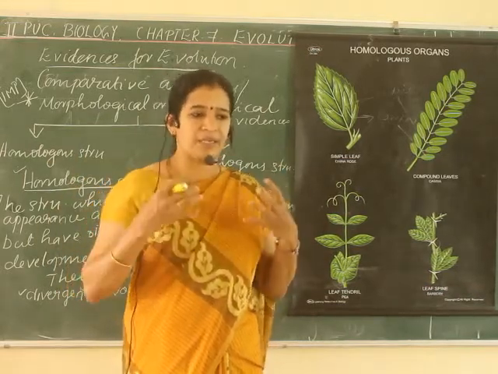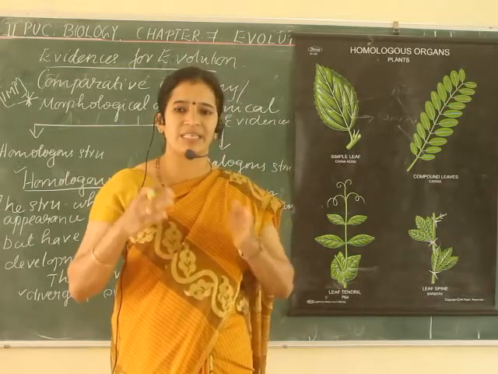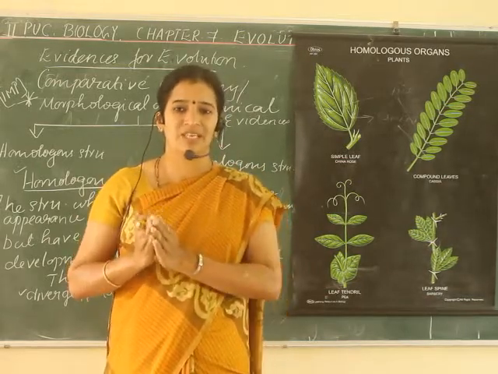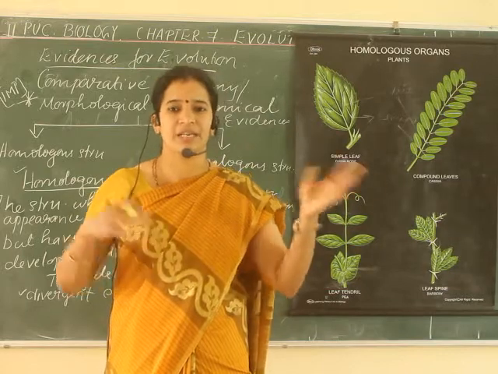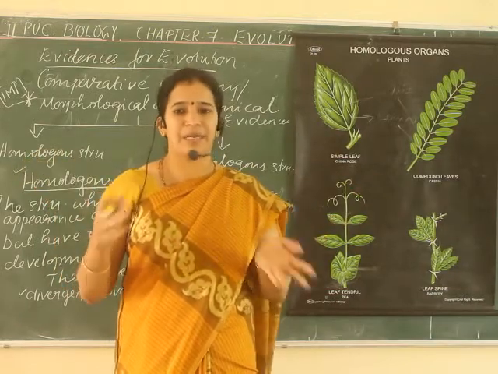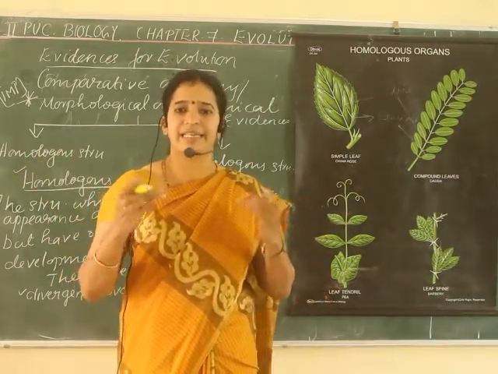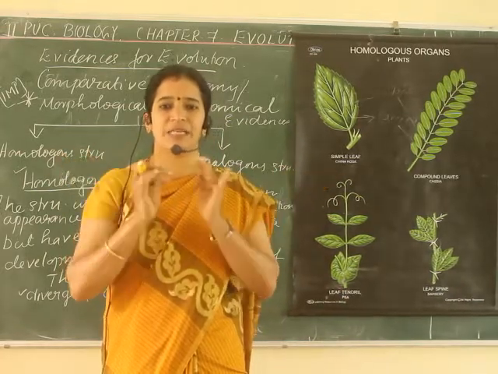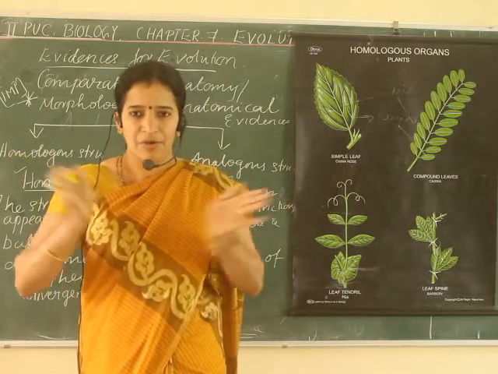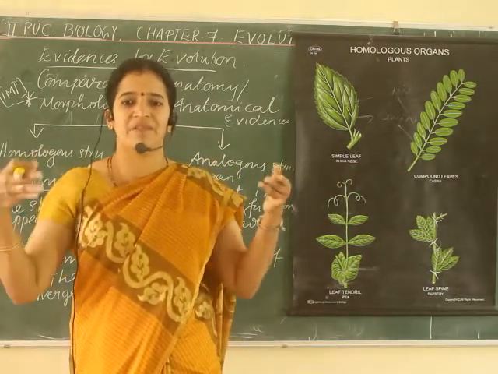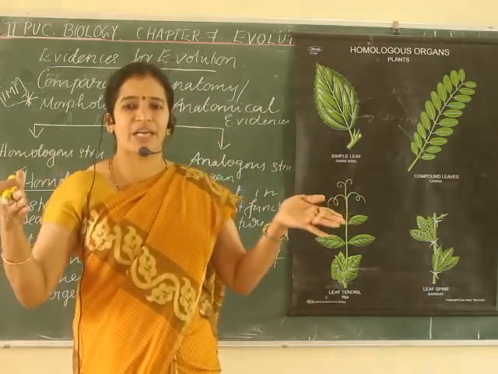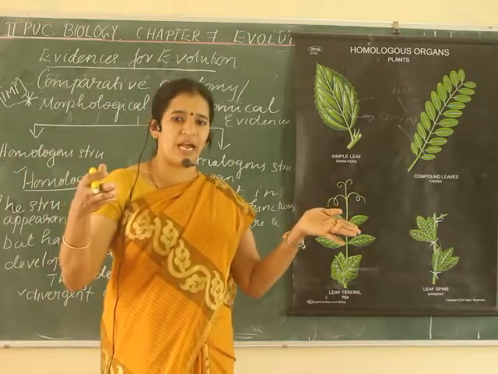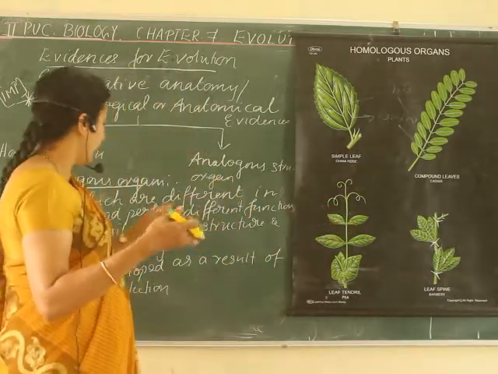Likewise, remember, homologous organs means they are from the same home. That means the origin is the same. The structure is different, the appearance is different. Then they developed as a result of divergent evolution. That means from the same home they have diverged in different directions according to their various adaptations and to the different environment.